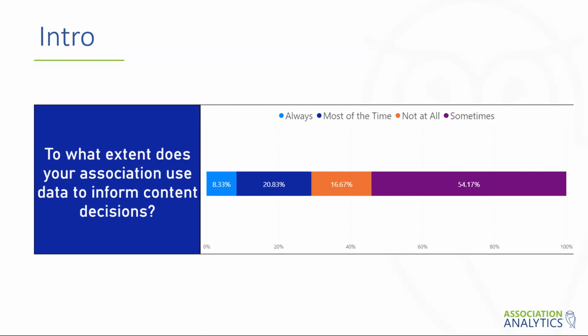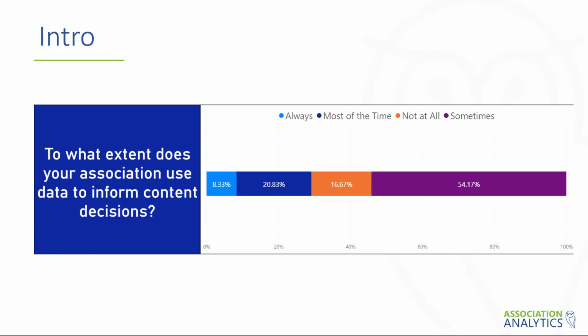This is actually some data from a question we've asked previously: to what extent does your association use data to inform decisions? Content is a major part of the value proposition, a big piece of overall engagement for all of us. And yes, it's consistent with what we see here, but more than 80% are using data at least some of the time to inform their content decisions.